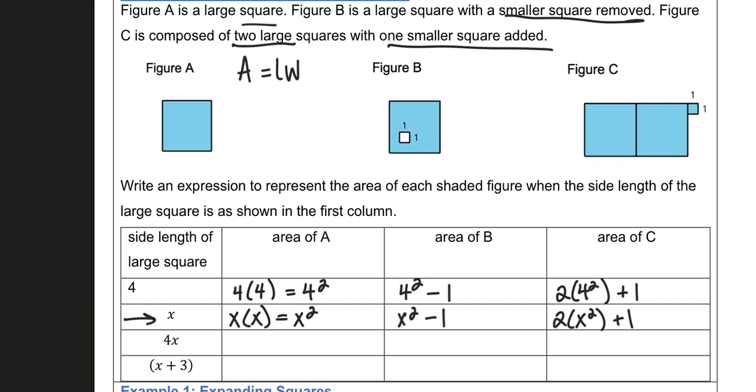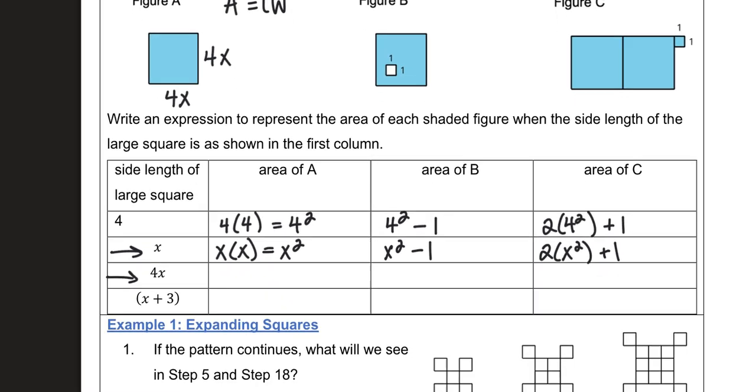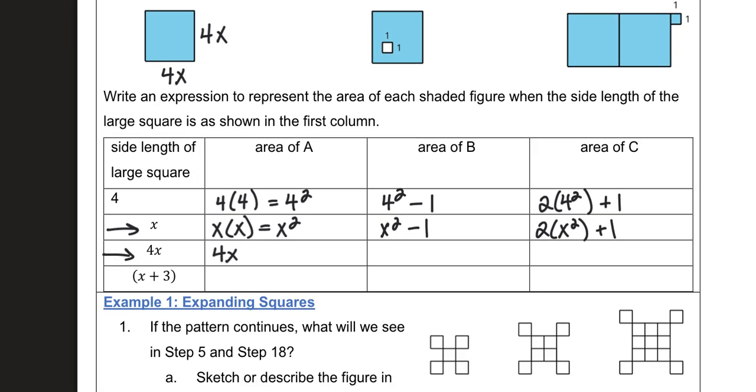Now for our next one, our side length is 4x. So we would have 4x times 4x, which we can just write as (4x) squared. We're multiplying both of those things twice, so we have to square both of them. We're going to use parentheses there. Area B is the same thing, except we're still subtracting 1. So we have (4x) squared minus 1. And same thing with C. We have 2 squares that have an area of (4x) squared, and then we're adding 1.